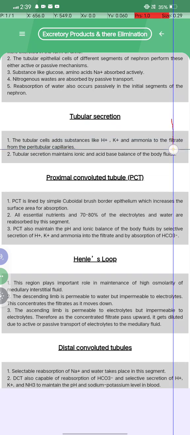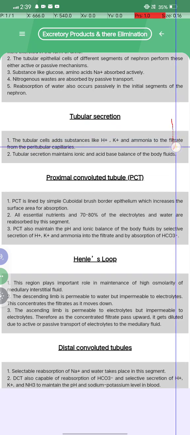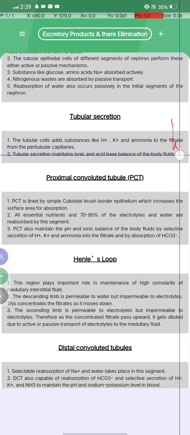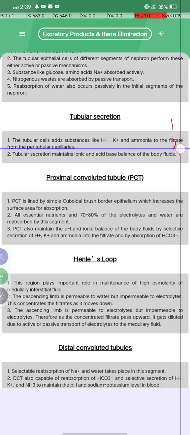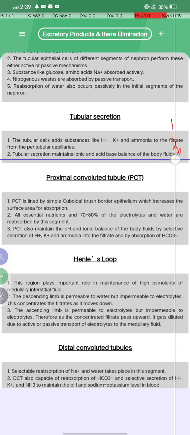Tubular secretion क्या होता है? Tubular secretion adds substances like hydrogen ions, potassium ions, and ammonia to the filtrate from the peritubular capillaries. Second, tubular secretion maintains the ionic and acid-base balance of the body fluid.